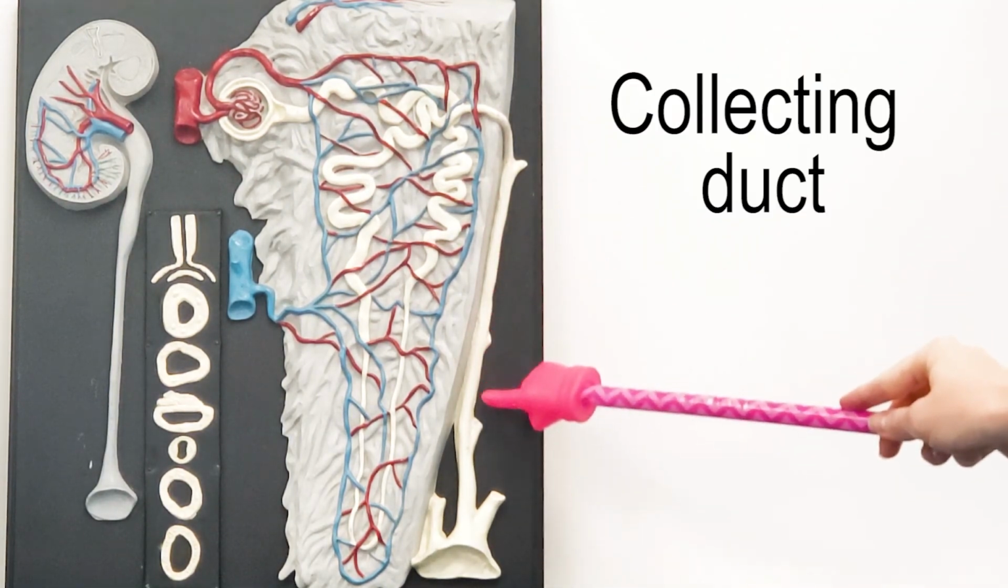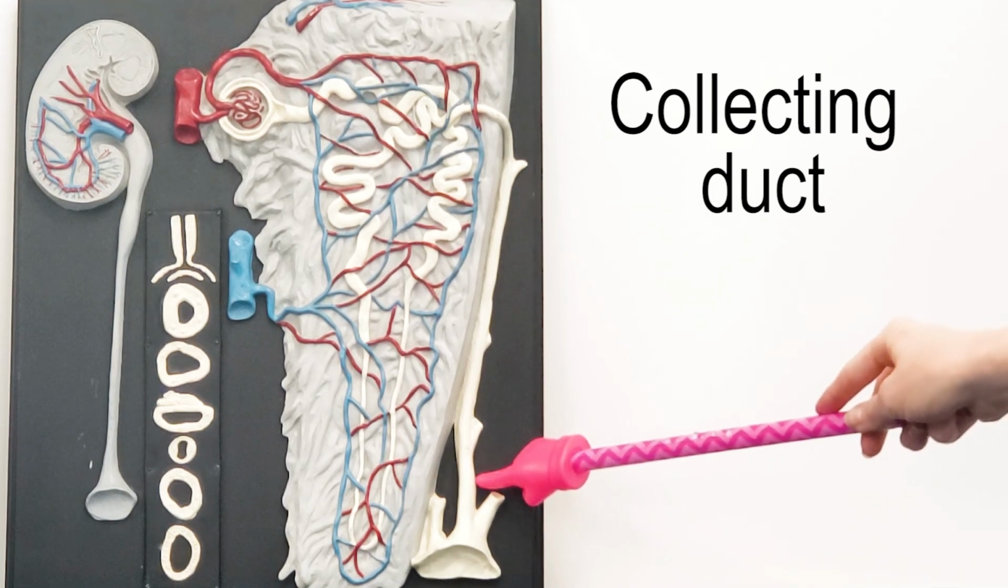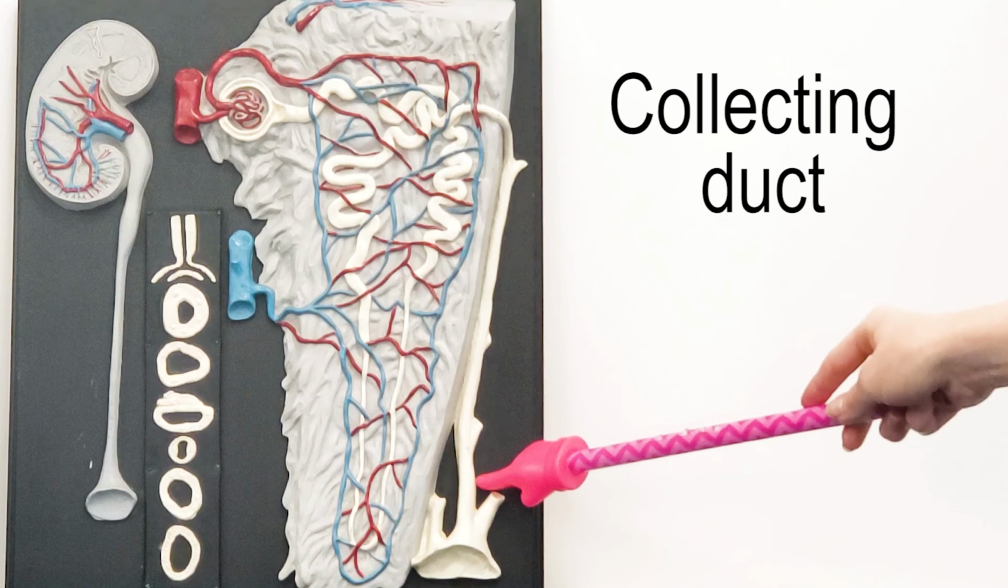Collecting duct. The distal convoluted tubules of many nephrons empty into a single collecting duct.